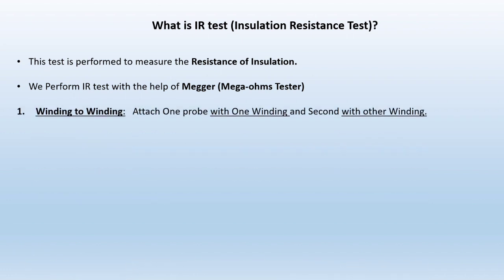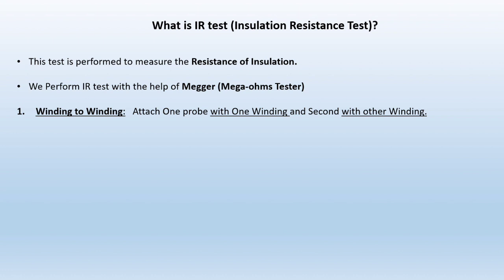There are many classifications in the equipment. We perform many IR tests at different places. So the first one is winding to winding. Let's take the example of the motor. There are three windings in the motor, as you know well. And in the transformer, there are two windings, primary winding and secondary winding. So basically, we find the insulation between them with the help of this test.